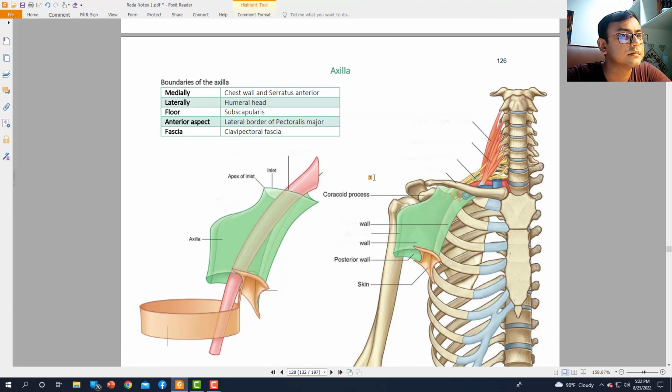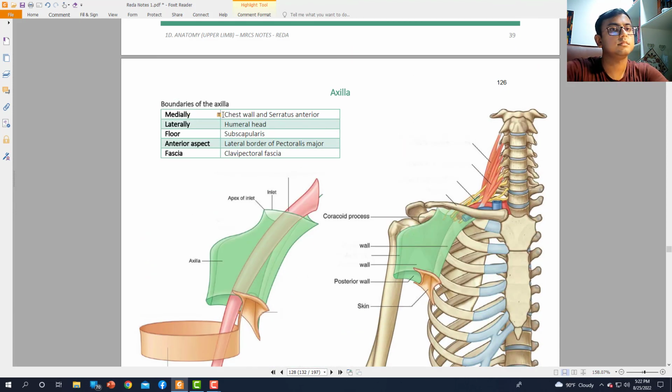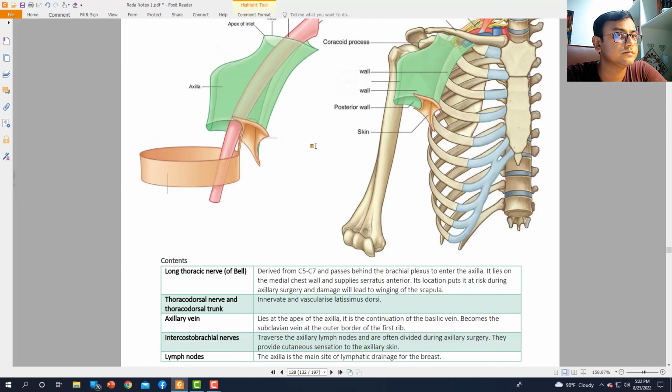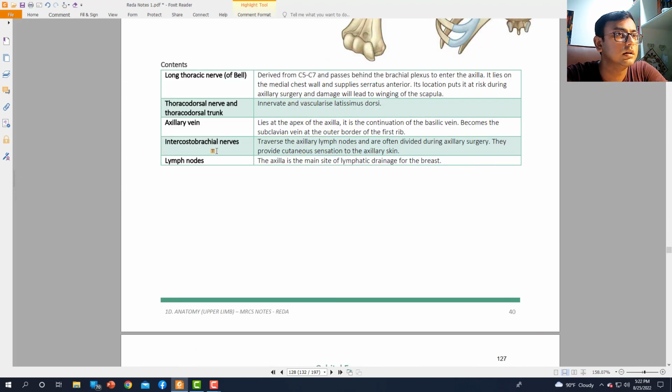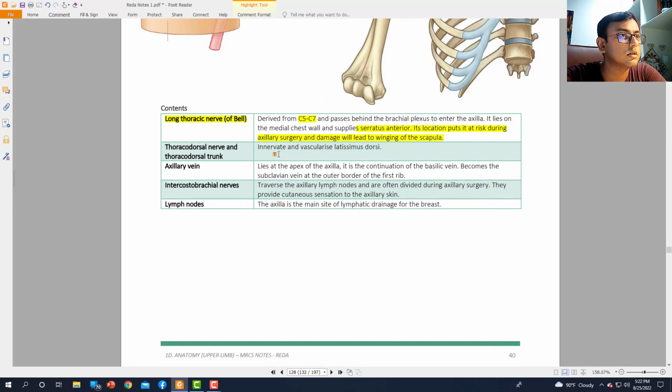This is the axilla. Now the axilla: medially the chest wall, laterally the humeral head, and the floor is subscapularis; anterior aspect is the pectoralis major muscle and the clavipectoral fascia, very important. Here the long thoracic nerve, or it is called the nerve of Bell, C5 to 7; winging of the scapula without it. Thoracodorsal nerve innervates latissimus dorsi.